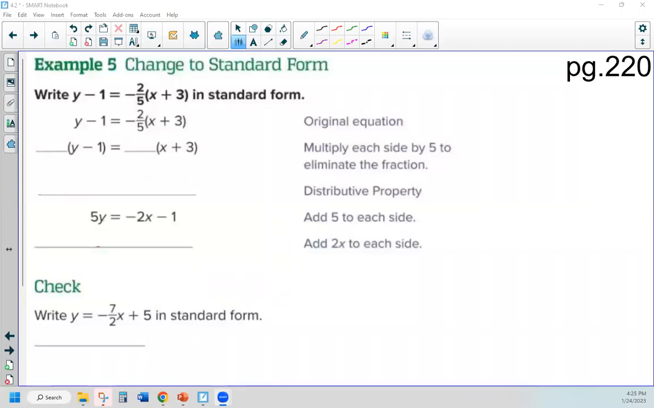All right, here we go. 4.2, this is the second part. This is where we're going to go over example number 5 and the practice problems from this example and example number 6. Let's check it out.